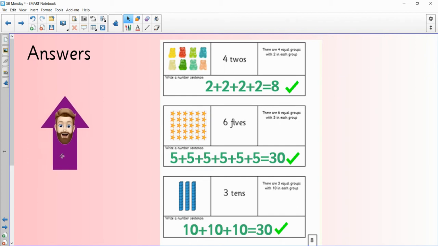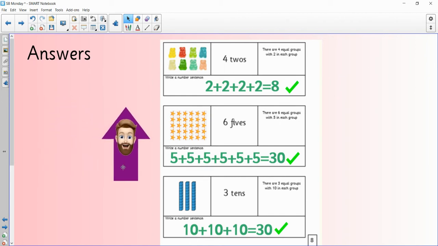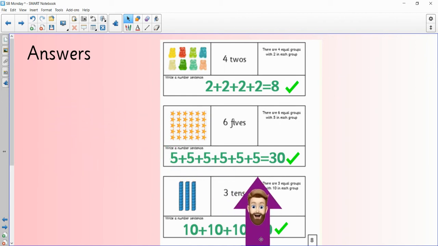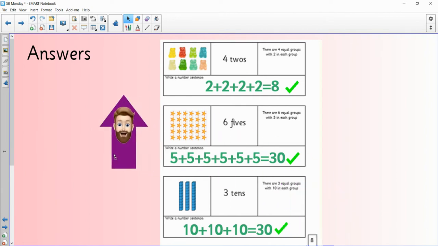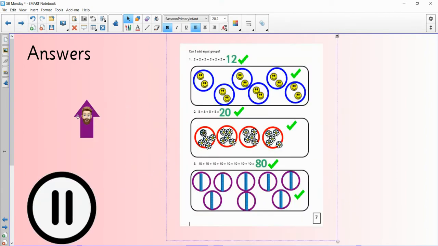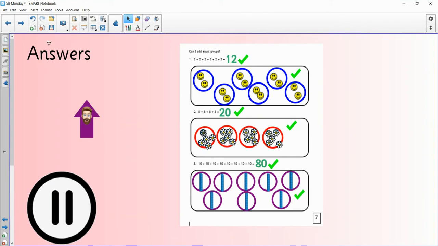First, check the work we did before the holidays, and here are the answers, okay? So this is answers to page 8 and page 7, okay? So the answers are also on the slides. Please make sure you've marked your work.